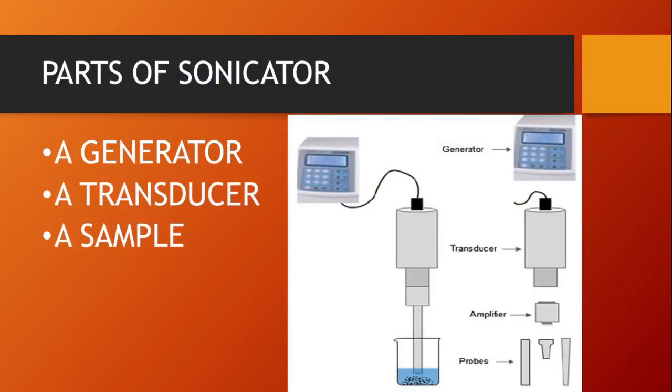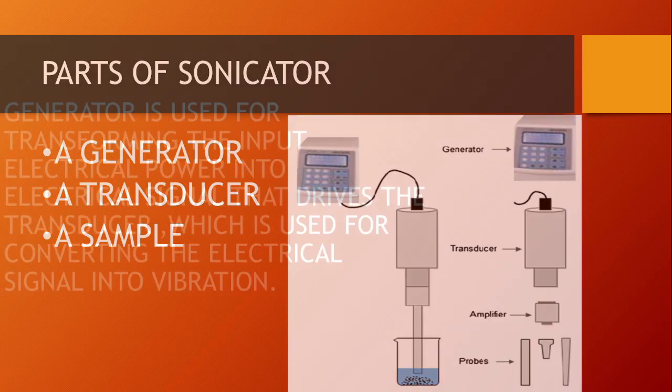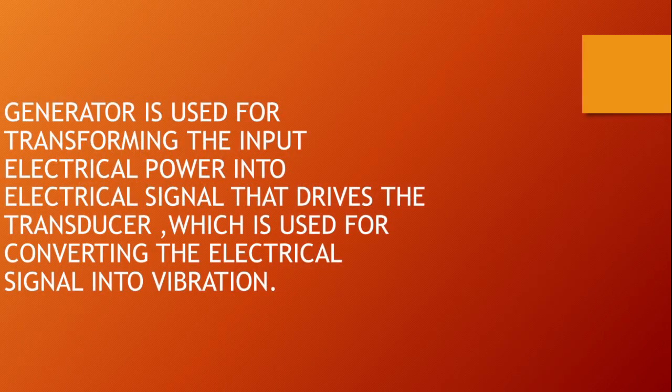When you look into the instrument, the sonicator, it basically consists of three parts. First is the generator, second is the transducer, and the third part is the sample. The generator is used for transforming the input electrical power into an electrical signal that drives the transducer, and the transducer will convert the electrical signal into vibration or ultrasonic waves. That wave will go to the sample and lead to cavitation or disruption of the sample particles.